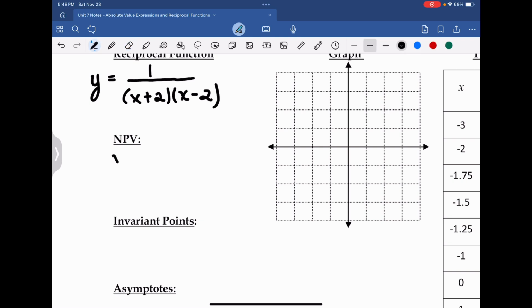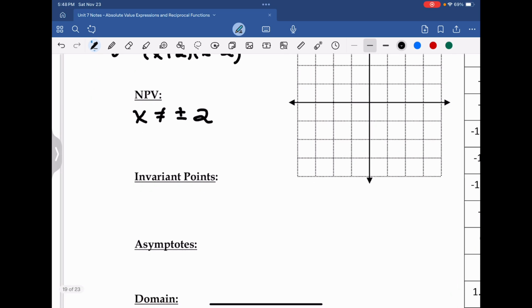Our first MPV is where x cannot equal negative 2, but x can also not equal positive 2, because if it's either positive 2 or negative 2, the whole thing becomes undefined. What are the invariant points? Again, our invariant points come from where y is equal to 1 or negative 1.